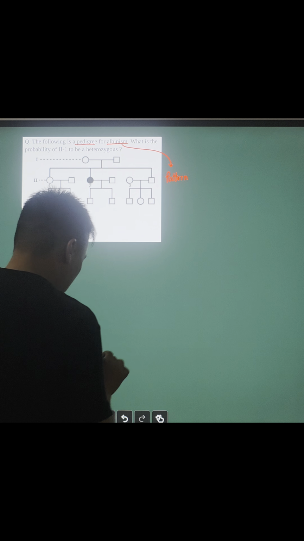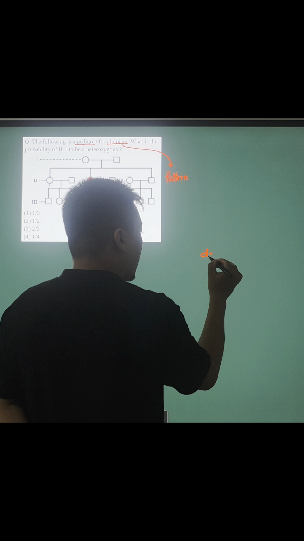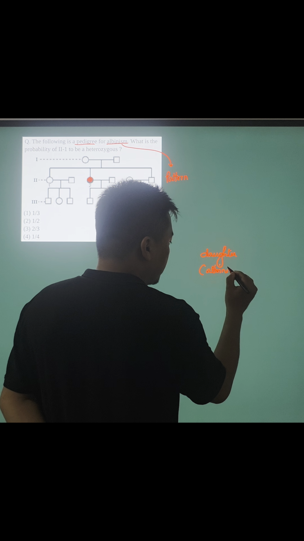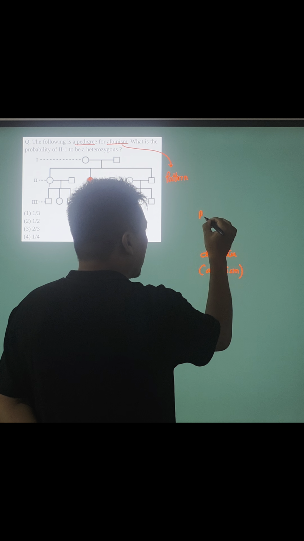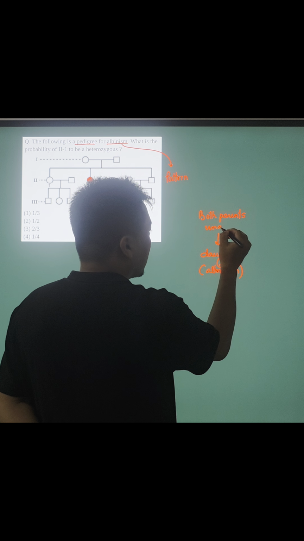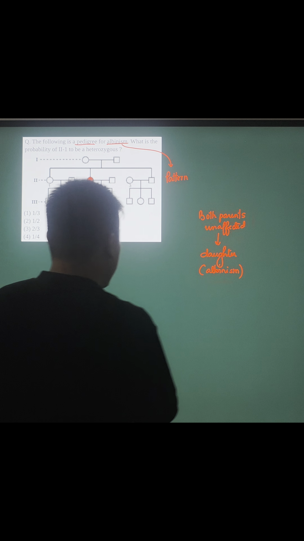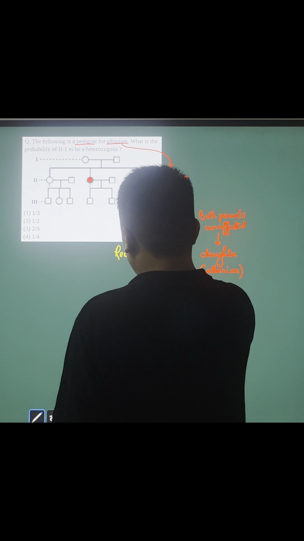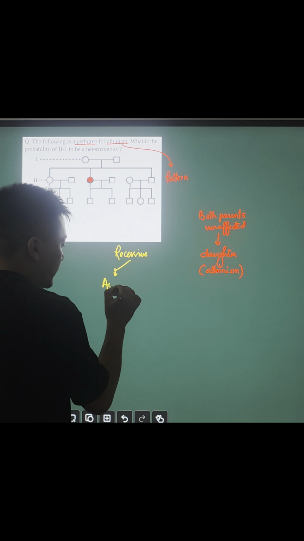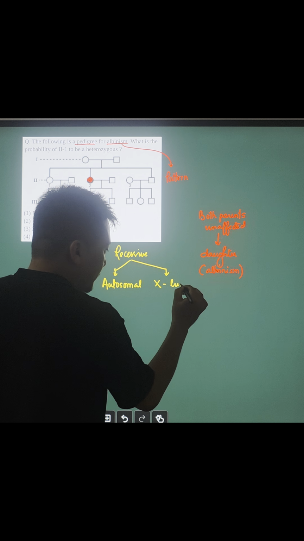To find out the inheritance pattern, we need to focus on the individual having albinism. So this daughter has the trait that is albinism, and both her parents are unaffected. Both parents unaffected. Now this can be possible only when the pedigree here is a recessive pedigree. So we need to find out whether this pedigree is an autosomal recessive or whether it is an X-linked recessive.